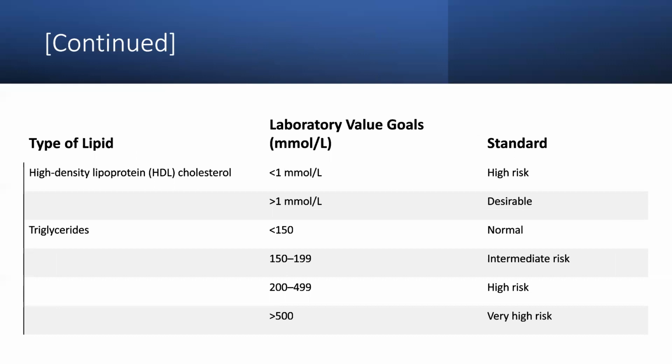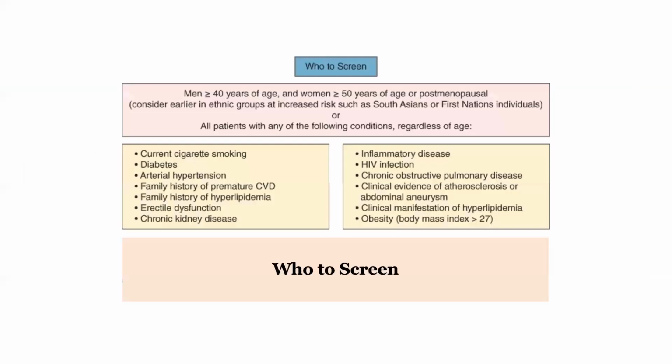Triglycerides, if it's less than 150, it's normal. 150 to 199 is intermediate risk. 200 to 499 is high risk. And more than 500 is very high risk.